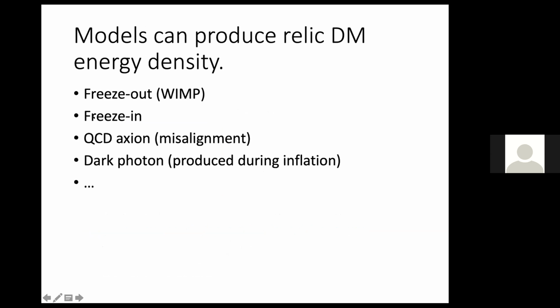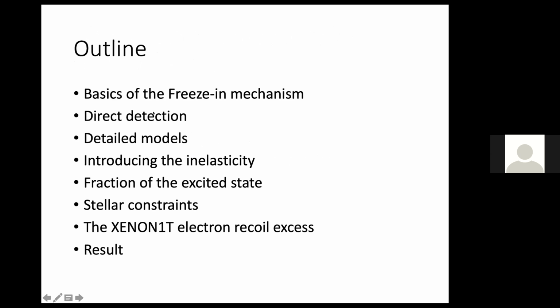And we also have freeze-in models. And we also have QCD axions, where the production mechanism is something like misalignment. And we also have, in recent years, dark photon dark matter models. In these models, dark matter is usually produced during inflation. And so today I'm going to focus on this freeze-in model, okay?